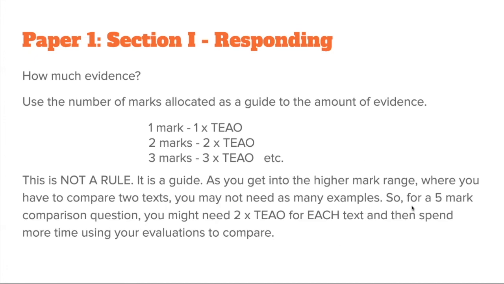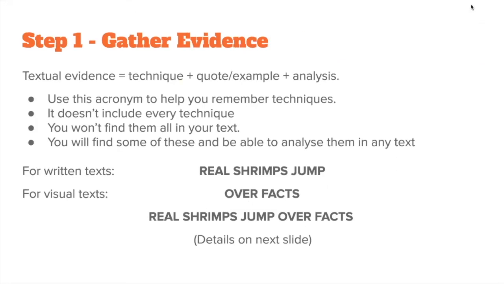Now, because sometimes you'll get a question, say, for example, 5-mark questions, like a comparison question, you might need to do 2 TEAO for each text and then spend just a little bit more time using your evaluations to compare the two. All right, so the first step is you need to basically get your textual evidence.